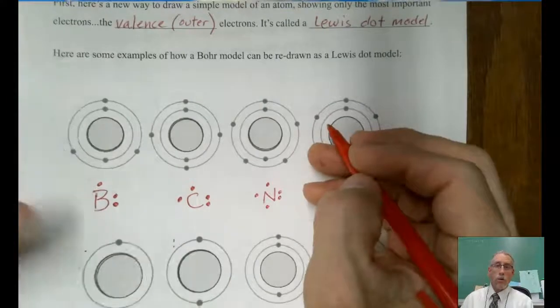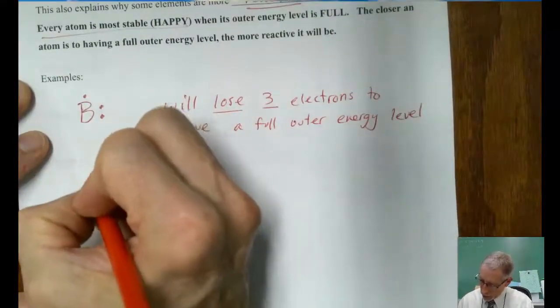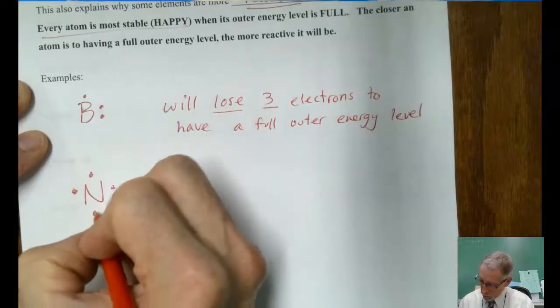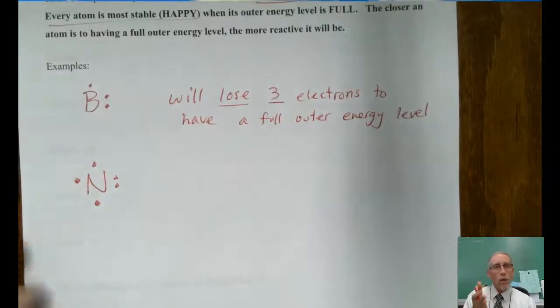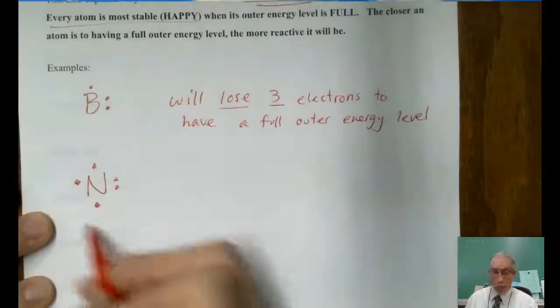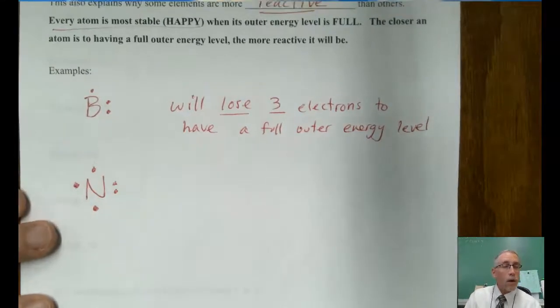But let's look at nitrogen. So nitrogen, with its 5 outer electrons, we show the Lewis dot symbol like that. And then I just want you to be able to look at this and say, okay, I'm trying to get 8. There's 2 ways to do it. I could get 3 more dots here, or I could get rid of 5. Always pick the easiest way.